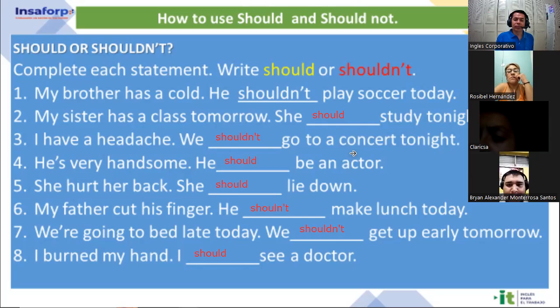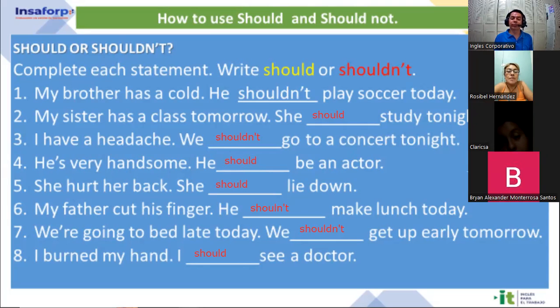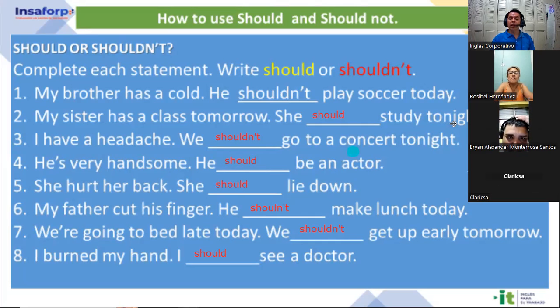He's very handsome. He's very ugly. Handsome, right? He should be an actor. She hurt her back. Hurt her back. She hurt her back. She should lie down. My father cut his finger. Cut. Finger. He shouldn't make lunch today.